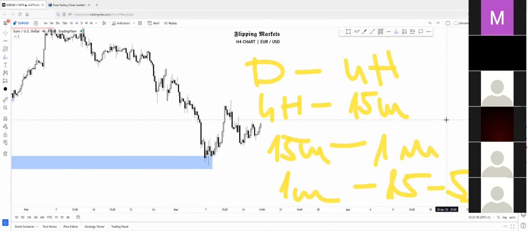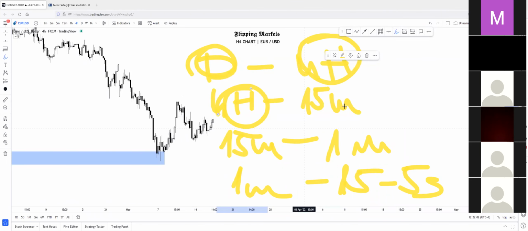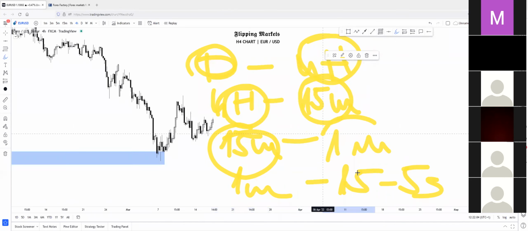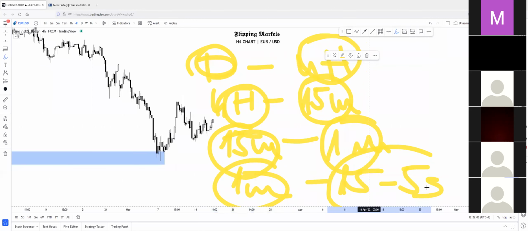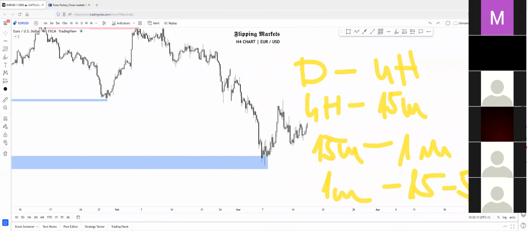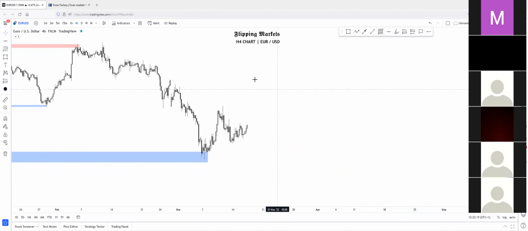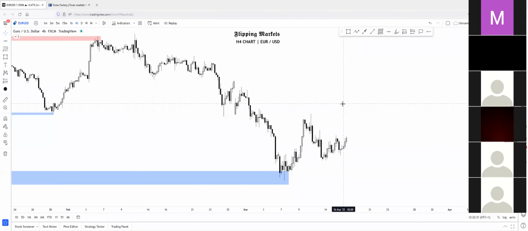So every single time frame is fractal. Every single time frame has a pair that confirms the other time frame. Daily is confirmed with the 4-hour, 4-hour is confirmed with the 15-minute, 15-minute is confirmed with the 1-minute, 1-minute is confirmed with the 15-second or the 5-second. So these are the confirmation pairs. Okay, just memorize it. You will be able to rewatch this video and actually write it down or take notes. So all of these time frames confirm each other.